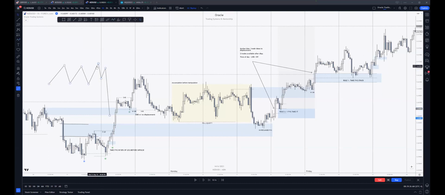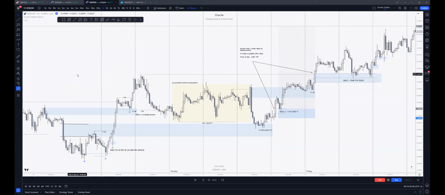Is this displacement? No, we didn't push above it, right? It just came above, fails to close, or if it does close, it immediately re-enters the range, versus something like this. Pushes out, continues to push out. Is this a sweep? Most likely not. When we come back to this region, we can expect to continue longs, right?